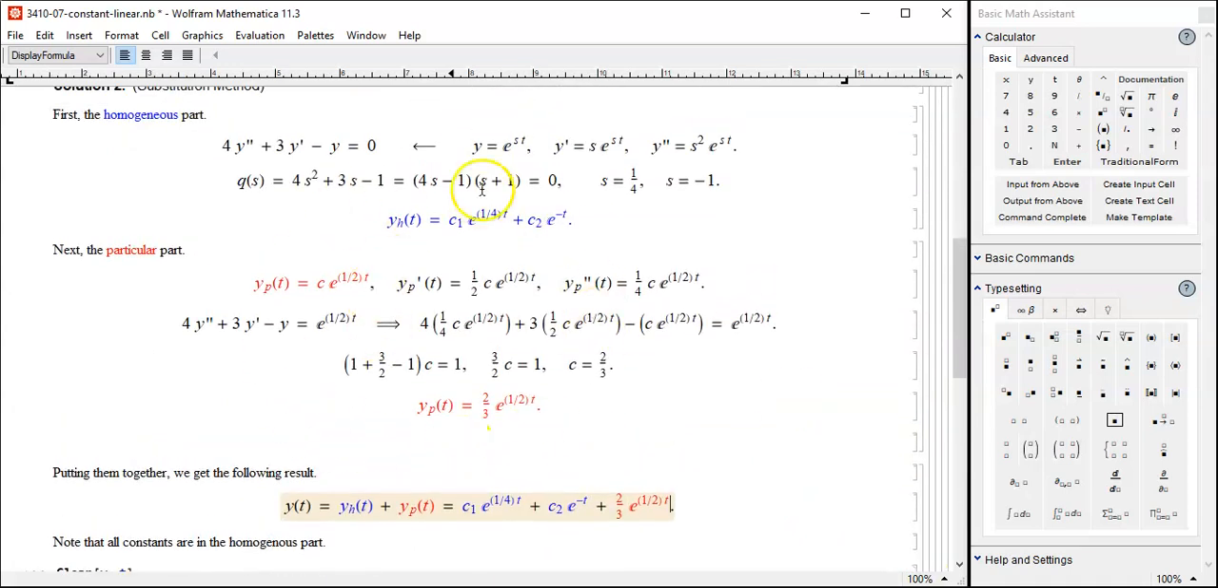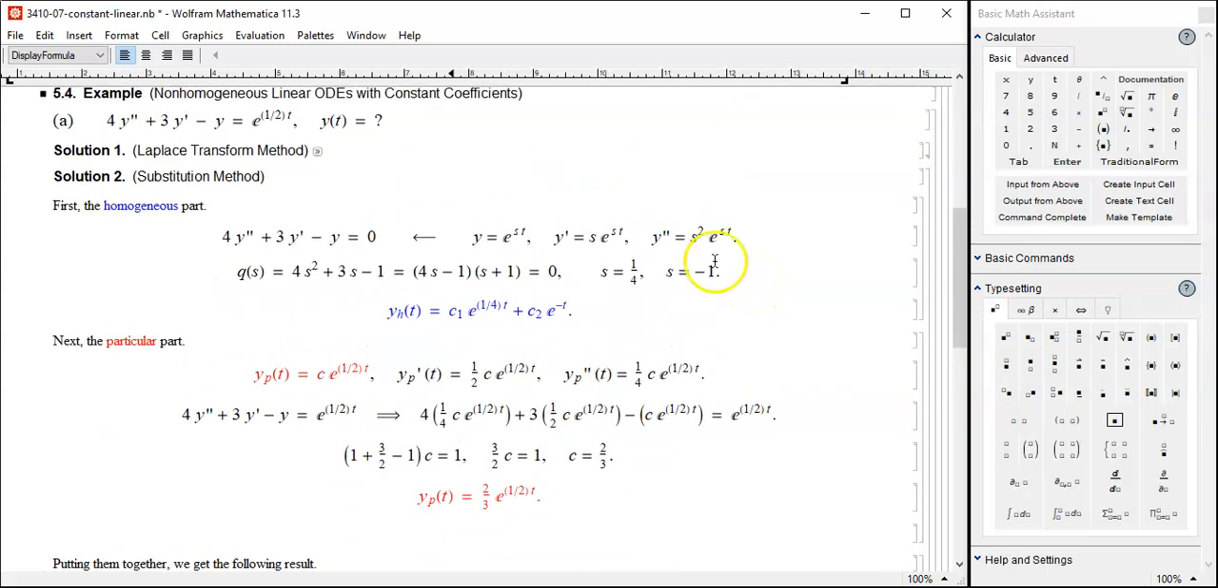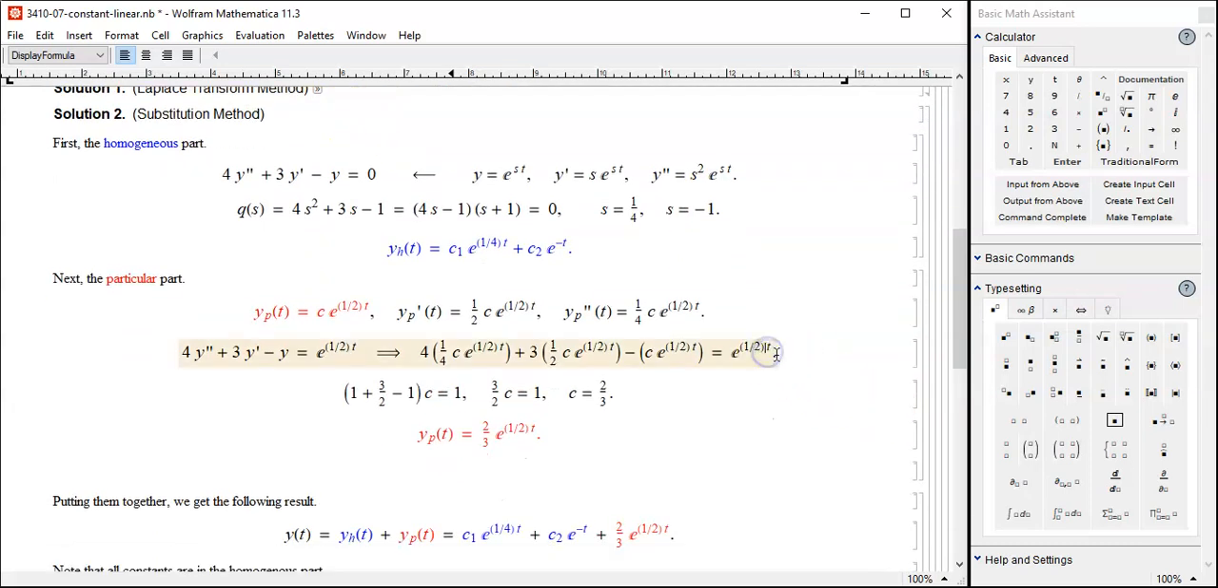This method here is the method of substitution. You start from an educated guess, take those derivatives, and then put those into the original equation. So what's left here is going to be an equation of the undetermined coefficient c. It's not too bad. In this case, it wasn't bad at all.